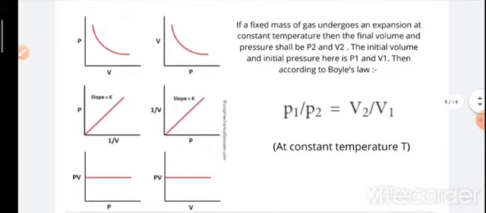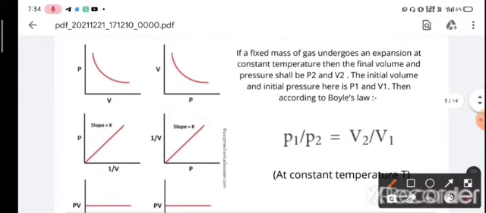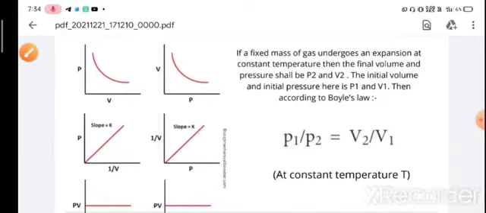In this graph, the vertical line is the y-axis, and on the y-axis pressure is present, and the horizontal line is the x-axis, and on the x-axis volume is present. The graph between volume and pressure follows a hyperbola type of graph. It's a rectangular hyperbola, showing an inverse relation.